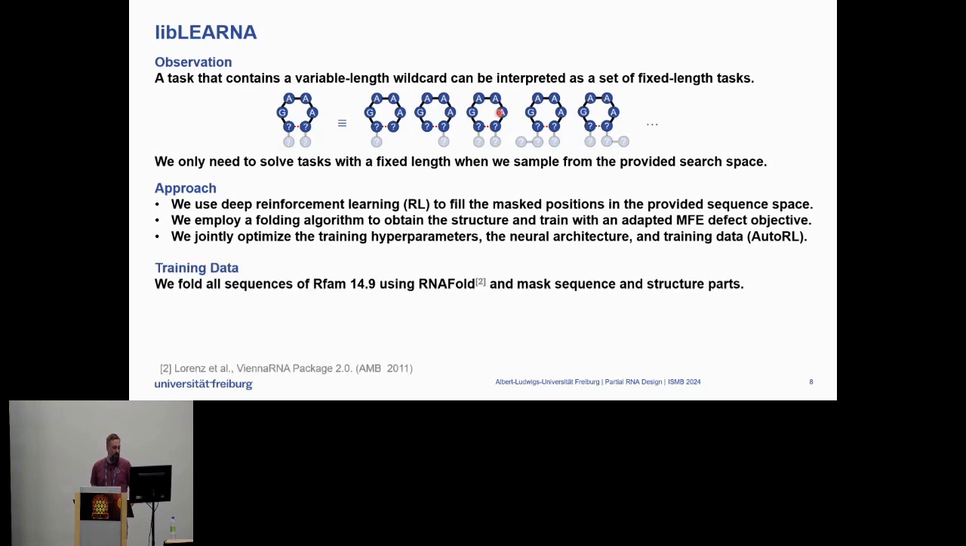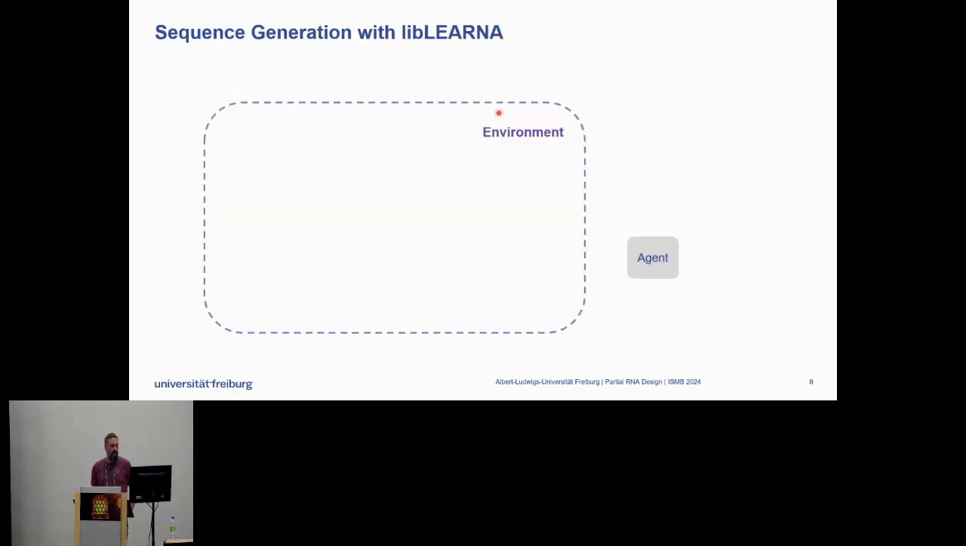Now, the training data we use is we just fold all sequences from the Rfam database using RNAfold, and we mask parts of the sequence and the structure using a certain strategy described in the paper in more detail. During evaluation, we then allow updates of the policy network of the agent to be able to adapt to certain tasks or even to changes in the objective as defined by the problem formulation. Now let's have a look at how we generate sequences with LibLearner.